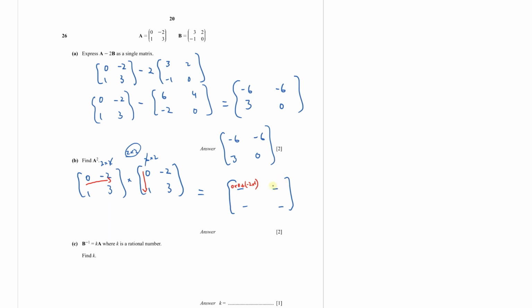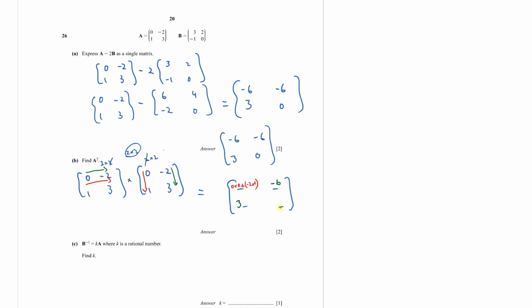And then similarly, to get the value in the first row and the second column, you will multiply the first row with the second column. So this will give you 0 times minus 2, which will be 0, and minus 2 times 3, which will be minus 6. And then for the second row and first column, I will multiply second row with first column. So 1 times 0 will be 0, and plus 3 times 1 will be 3. So 0 plus 3 will be 3.